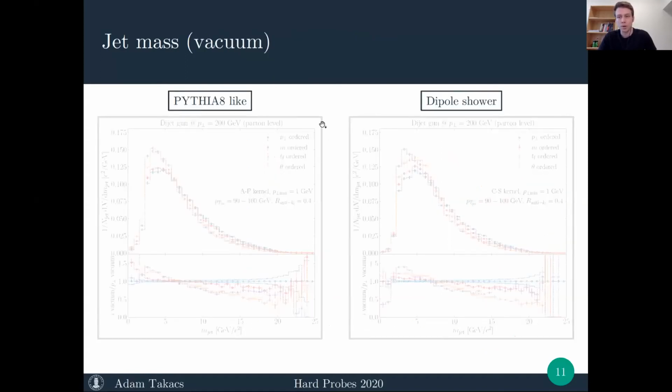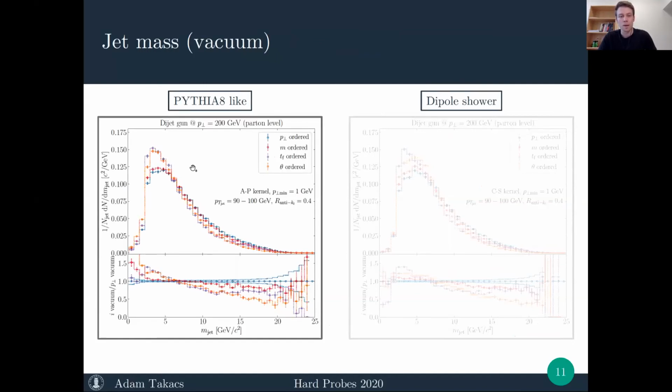So here come the Monte Carlo results. On the left, the PYTHIA 8-like parton shower with different orderings. What you can see is that it's very similar to the leading log calculation. It has the peak. And what you can see also is that at high masses, these different results are parallel to each other. The distribution starts with the same slope, of course, because of the fixed order calculation.